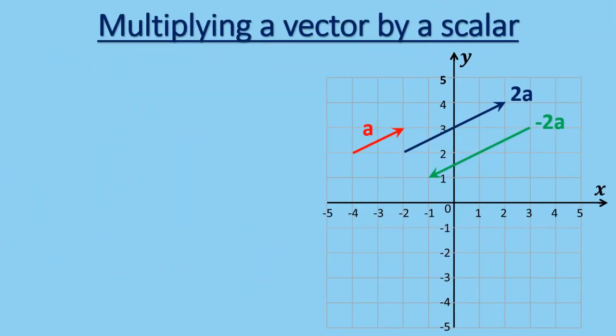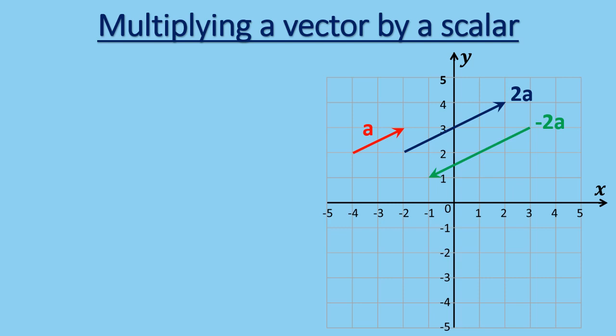When a vector is multiplied by a positive scalar, its magnitude changes but its direction stays the same. If the number is negative, the vector's direction will change as well. As seen in the graph, when I multiply vector A by a positive 2, its magnitude doubles but its direction remains unchanged, and when I multiply vector A by a negative 2, its direction reverses as well.